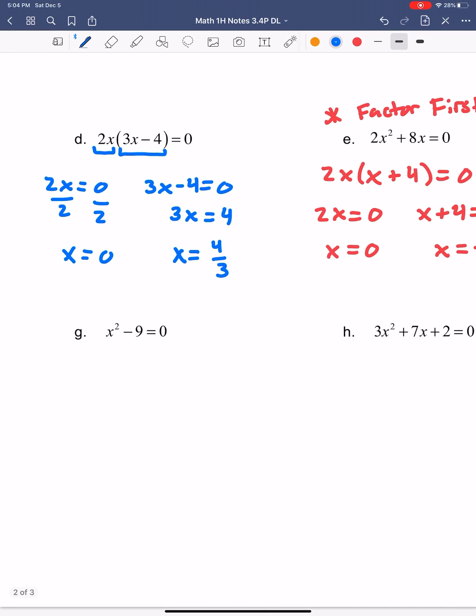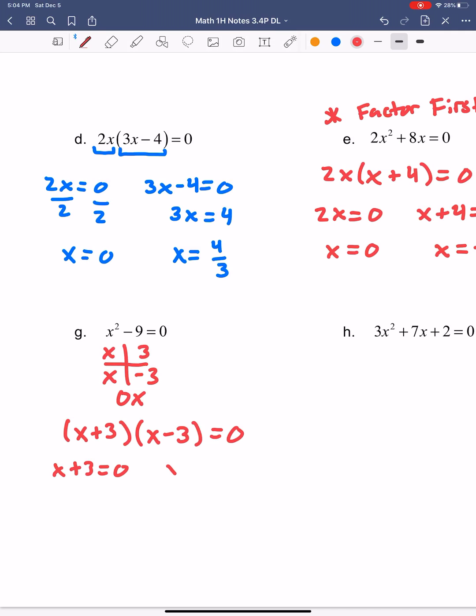I'll keep going here. Letter G, this is one of those special cases that we talked about. This is a difference of squares, right, where the middle is a 0x. So as I go ahead and set up my t-chart here, I know that I'm looking for that 0x in the middle. So that's going to be x and 3 and negative 3. So my factors look like this, x plus 3 and x minus 3. That's the factored form, but since I'm trying to solve here, I need to set each of these equal to 0. And then subtract 3, so I get x equals negative 3, and add 3, so x equals positive 3. Okay.